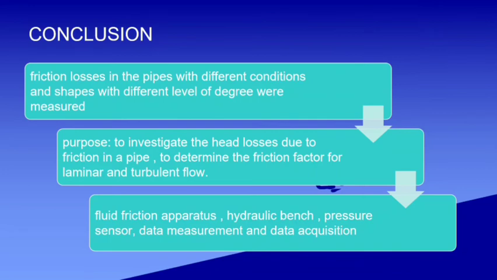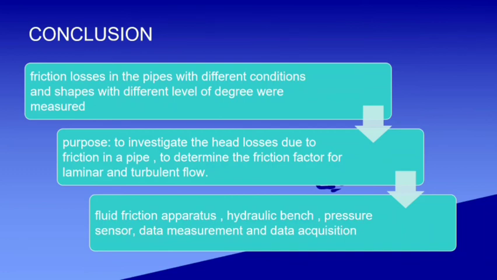For the conclusion, this experiment was conducted to determine friction losses in pipes with different conditions and shapes with different levels of degree, such as bend pipe, elbow, straight line, or different degrees like 45 degree, 0 degree, and 90 degree. We measure these friction losses based on these conditions.